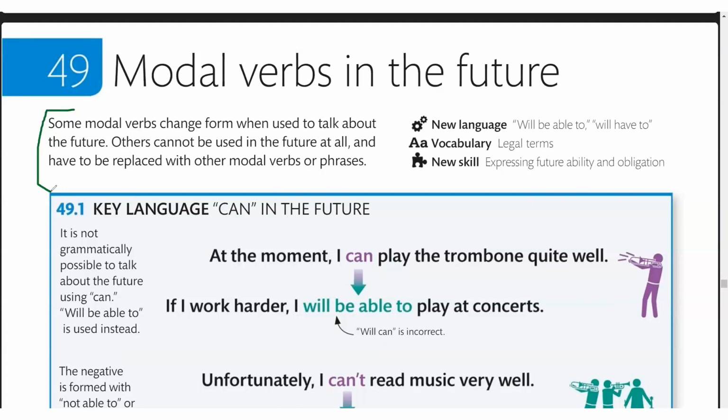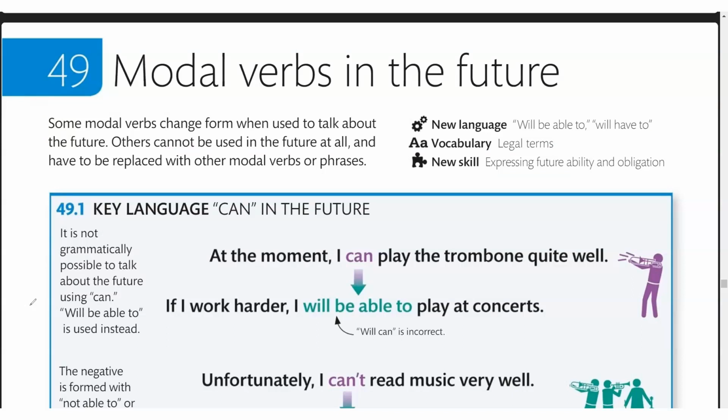So modal verbs, what are they? I'm going to read starting from here. Some modal verbs change form when used to talk about the future. Others cannot be used in the future at all and have to be replaced with other modal verbs or phrases. So we're going to look at the new language: will be able to, will have to. We do have some vocabulary in the lesson about legal terms, and the new skill, expressing future ability and obligation. So that's what we're going to cover in this chapter.